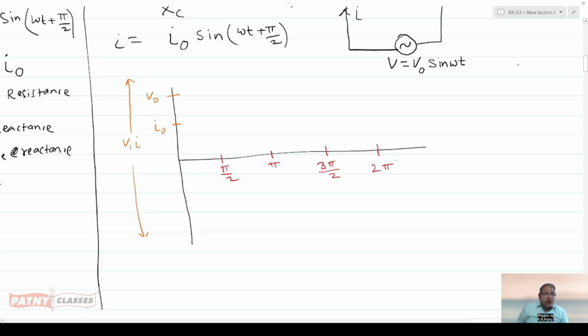Let us draw the waveform for the instantaneous value of the current. That is I naught sine of omega t plus pi by 2, and it is maximum at omega t equals 0 and 0 at omega t equals pi by 2. That is, I equals I naught at omega t equals 0. Therefore, this is the point, and I equals 0 at omega t equals pi by 2. Joining like this and like this, the graph will be continued and will move like this. So this is the graph for I.